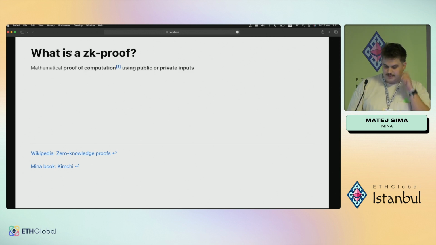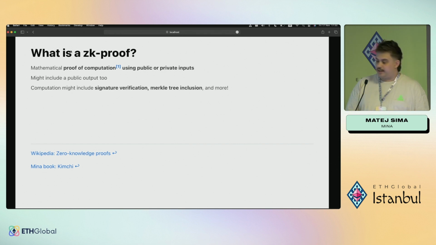A zk proof is a mathematical proof of computation that is done using public or private inputs, and it results in a public output. What can you do in a proof of computation? You can verify signatures, you can verify Merkle proofs, you can do addition, subtraction, multiplication, or for example hashing using Poseidon, and a lot of other cool stuff that can be mathematically proven.